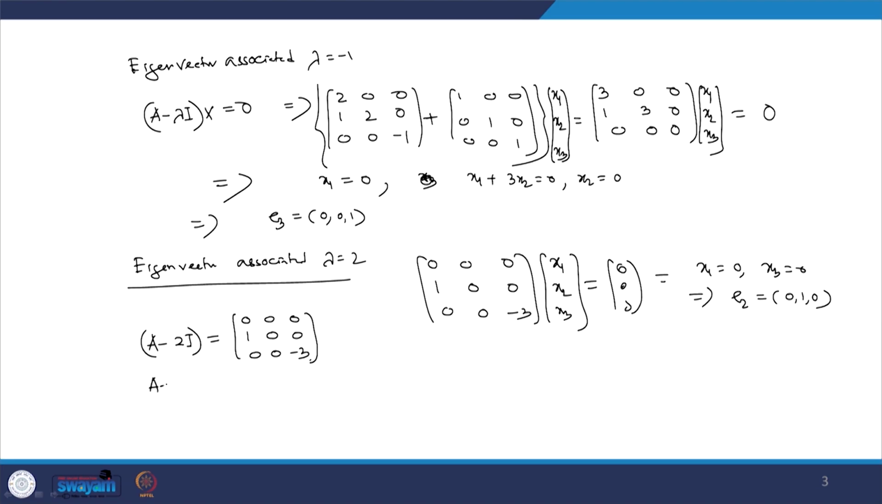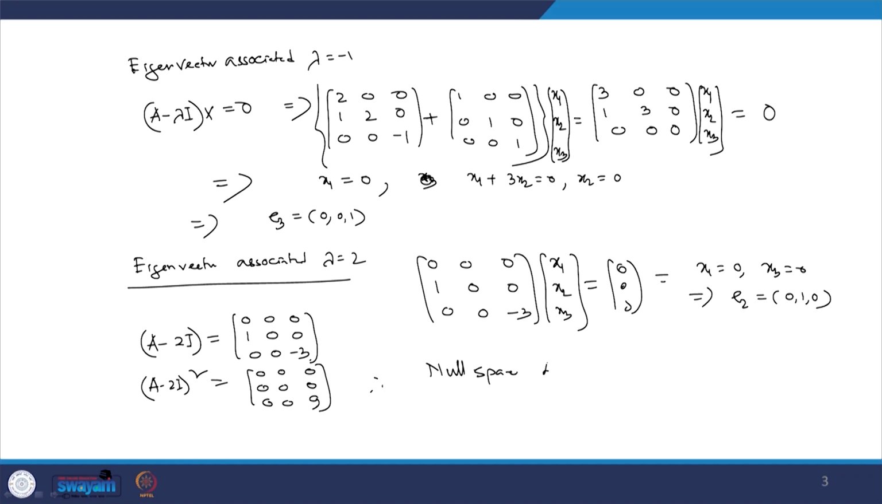Now, if I consider (A minus 2I) whole square, then what am I getting? Just use your normal calculation, you will get something like this, you can check it. (A minus 2I) whole square is equal to this.